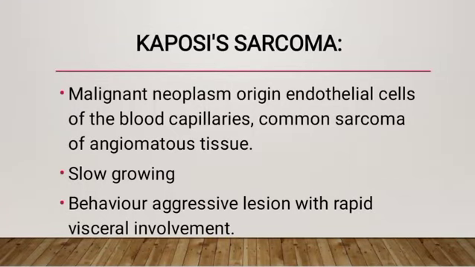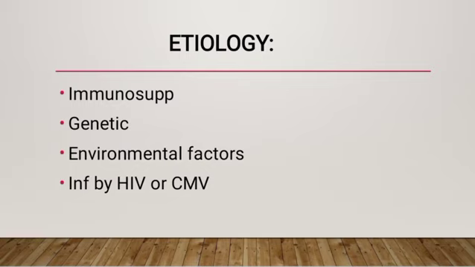So basically, now moving towards Kaposi sarcoma, which is a malignant neoplasm originating from the endothelial cells of the blood capillaries. Kaposi sarcoma is basically a sarcoma of angiomatous tissues, meaning of the blood vessels. Slow growing, but behavior is aggressive with rapid visceral involvement. It occurs in immunodeficient patients, meaning an HIV patient.